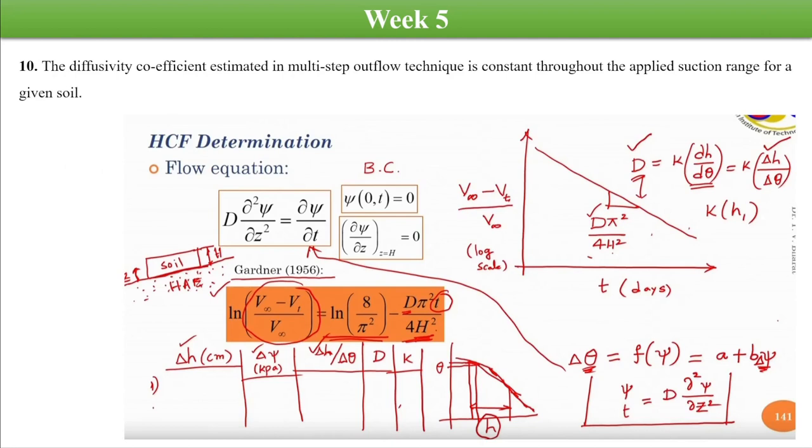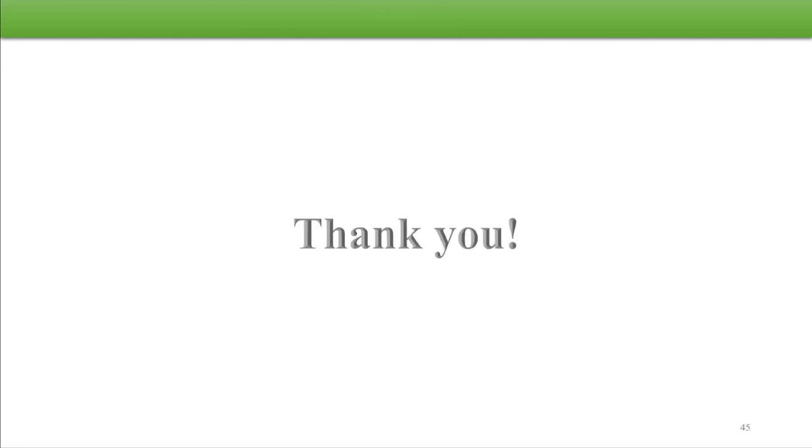Then there is a question: the diffusivity coefficient estimated in the multi-step technique is constant throughout the applied suction range for a given soil. We have seen that for every increment, using this Gardner formula, the value of D is the slope of the line, D pi square upon 4 h square, and pi square upon 4 h square is constant, so D will also be constant because the slope is constant, right?